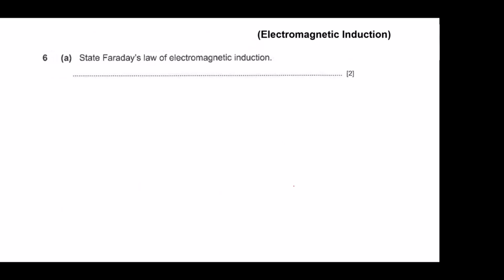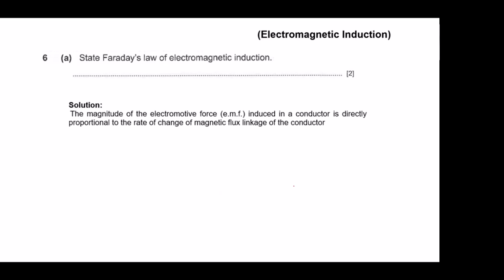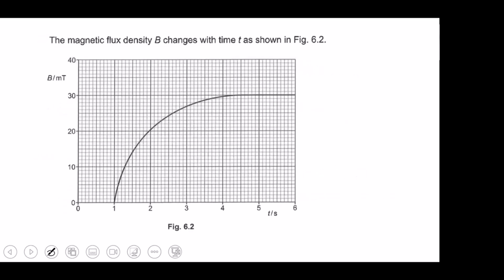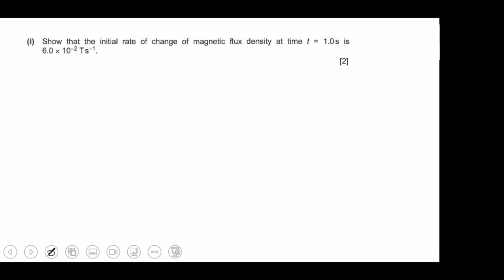Faraday's law of electromagnetic induction: EMF is directly proportional to the rate of change of magnetic flux linkage of the conductor. So for part B, we have a coil that is placed in a uniform magnetic field. The coil has N turns, and the coil has an area of 2.4 cm square. The magnetic field varies with time as such. So whenever you are given a graph, make sure you take note of what you can find from the gradient and what you can find from the area, if any, of the graph.